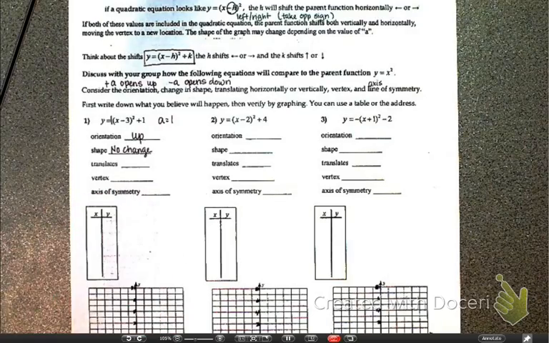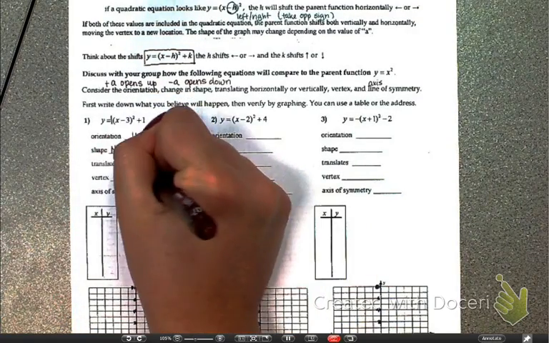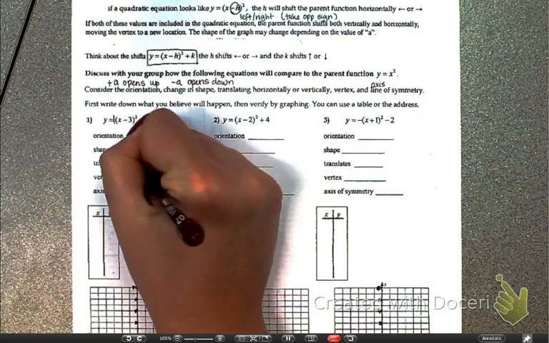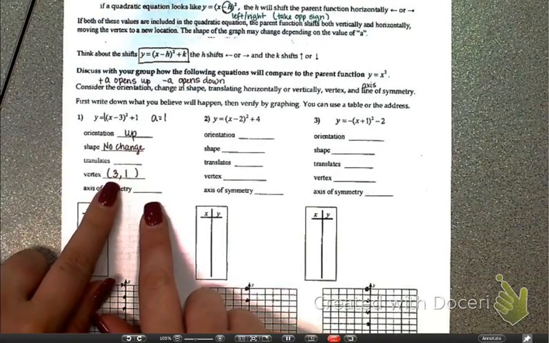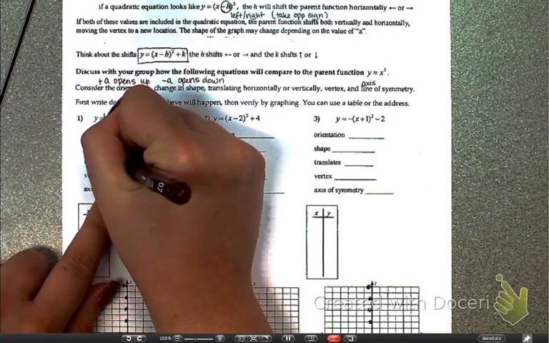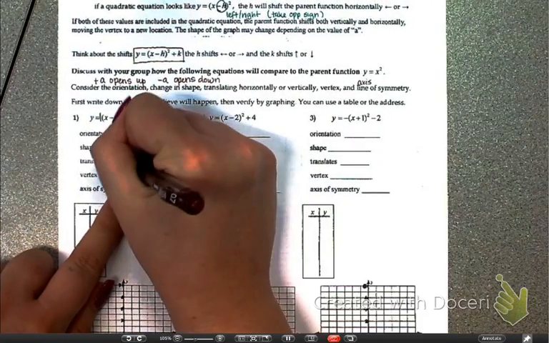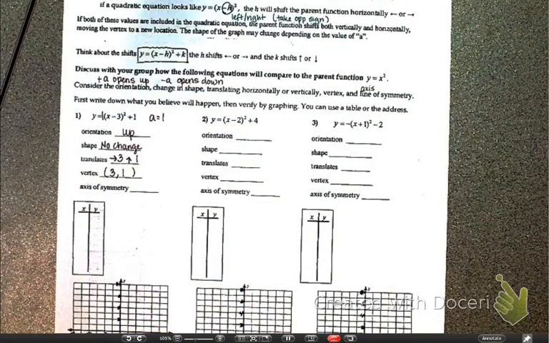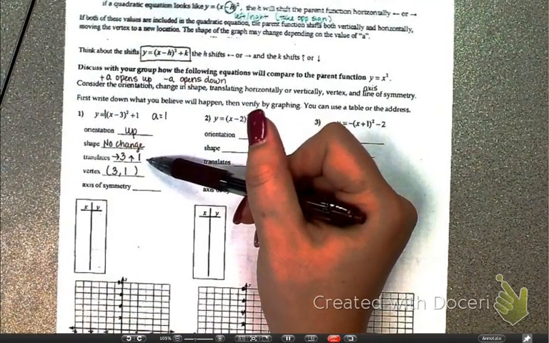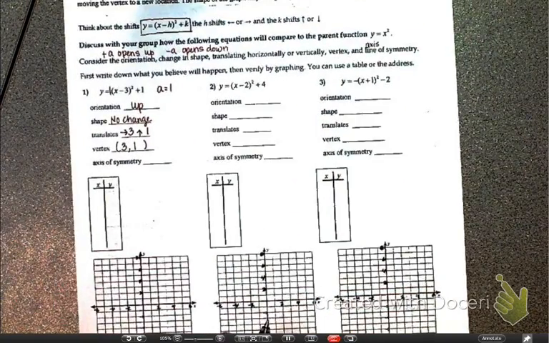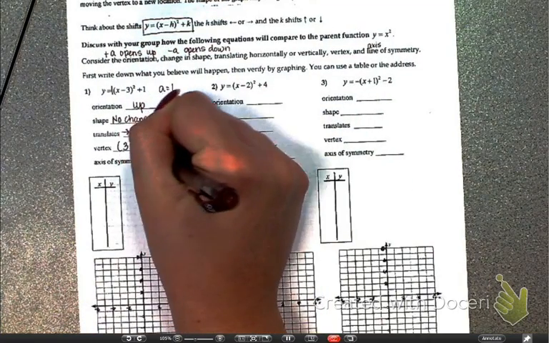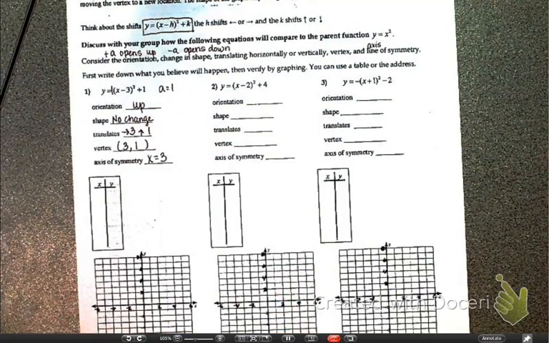Now, before I look at how it translates, what is my vertex going to be? Okay, so h is opposite, k is the same. Now, that tells me which direction am I moving for the x direction, left or right? Right. I'm going to move right 3 units and up 1 unit. This is not going to be part of your key features, but it will help you when you graph to see that your graph's in the right spot. And then what's my axis of symmetry? x equals 3. Don't forget x equals. If you don't put x equals, I will mark it wrong because it is a line, not just a number.